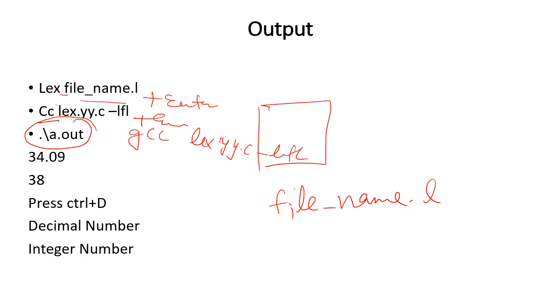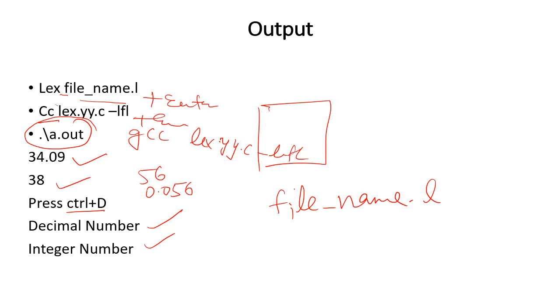Now in the a.out file, if we provide an input like 34.09 and 38 and let's suppose 56 and 0.56 and 0.056, then once we press Ctrl+D, it will print the decimal number, then the integer number, and so on and so forth.